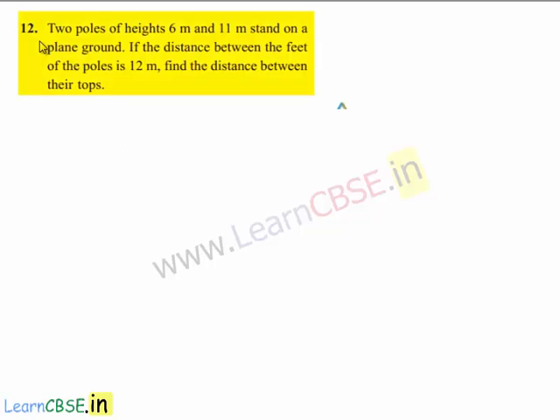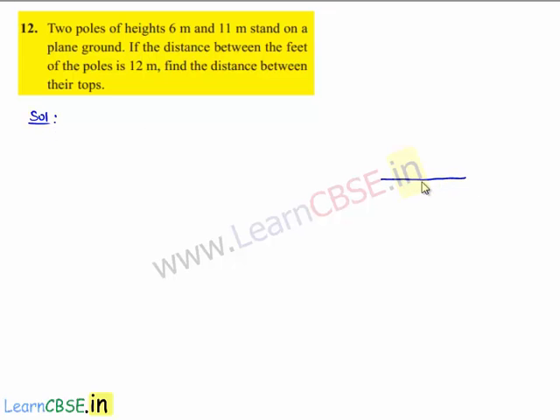Moving on to the 12th question. Two poles of heights 6 meters and 11 meters stand on a plain ground. If distance between the feet of poles is 12 meters, find the distance between their tops. Now moving on to the solution.